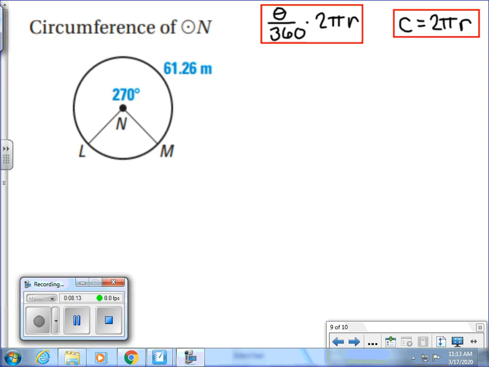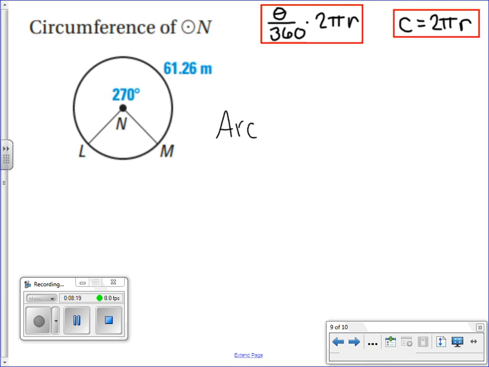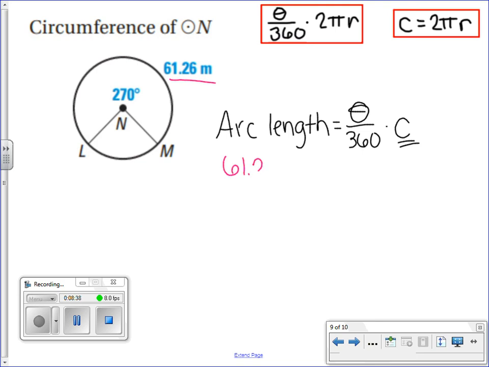Let's try this again. So same type of problem here. So arc length is equal to theta divided by 360 times the circumference. That's what we're trying to find, is our c value. Arc length, looking at our picture, is 61.26. That is equal to theta, which in our picture is 270. Divide that by 360 times c.